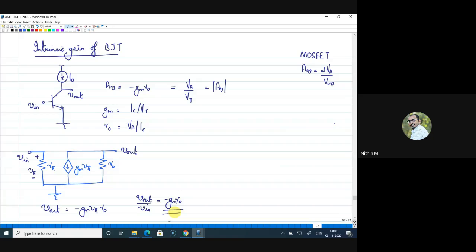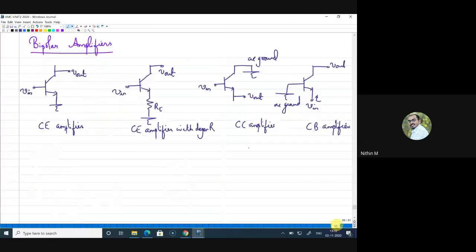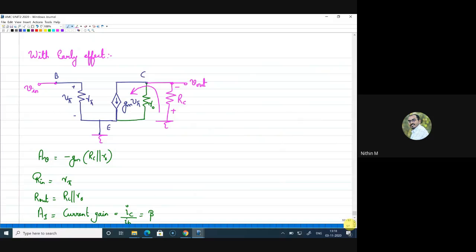All right. I hope you understood what I have done for the intrinsic gain, then this analysis, and finally the common emitter topology. Right. So if there are doubts, I can discuss it right now.